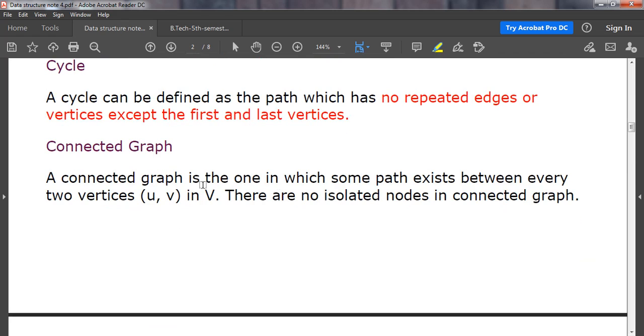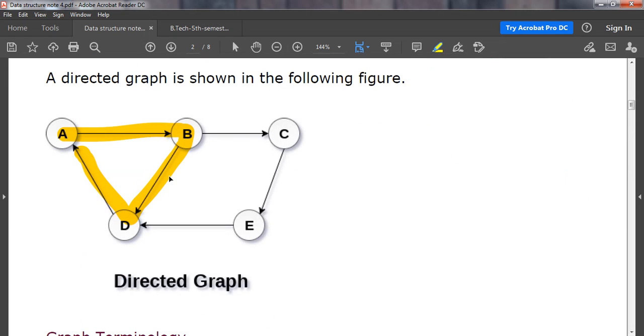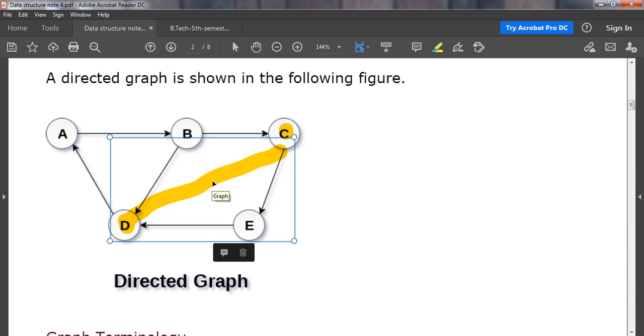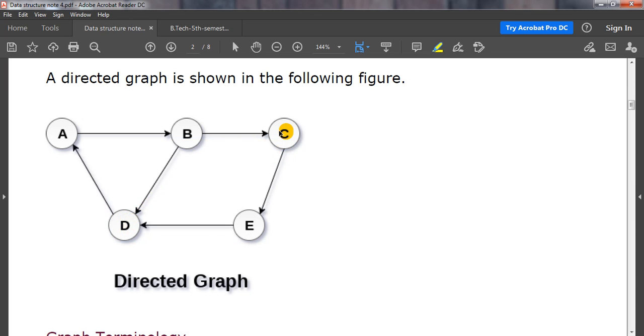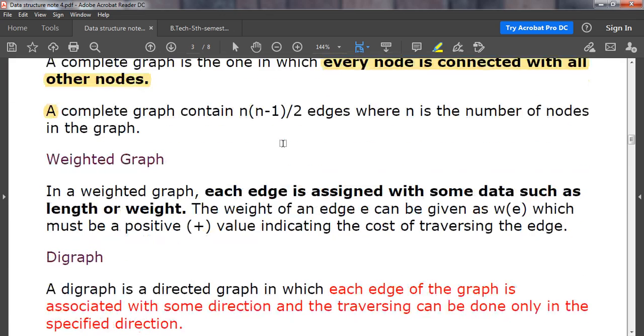What is a complete graph? A graph in which every node is connected to all other nodes is a complete graph. So in this case, it is not a complete graph. Why is it not a complete graph? This node is not connected with D. So there is no connection. If there is a connection, in that case it is a complete graph. Since over here it is not, hence this is not a complete graph.